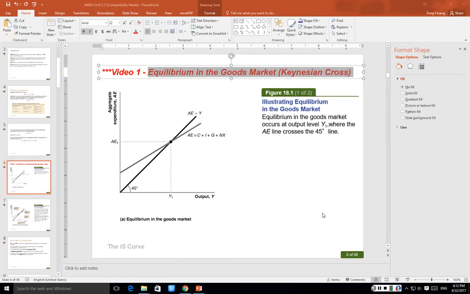So we are going to study a model that can tell you the equilibrium in the goods and service market. That model is called the Keynesian cross. First, we can show the graph of the Keynesian cross. The Y variable on the Keynesian cross model is aggregate expenditure, AE. The X variable is total GDP, or big Y.